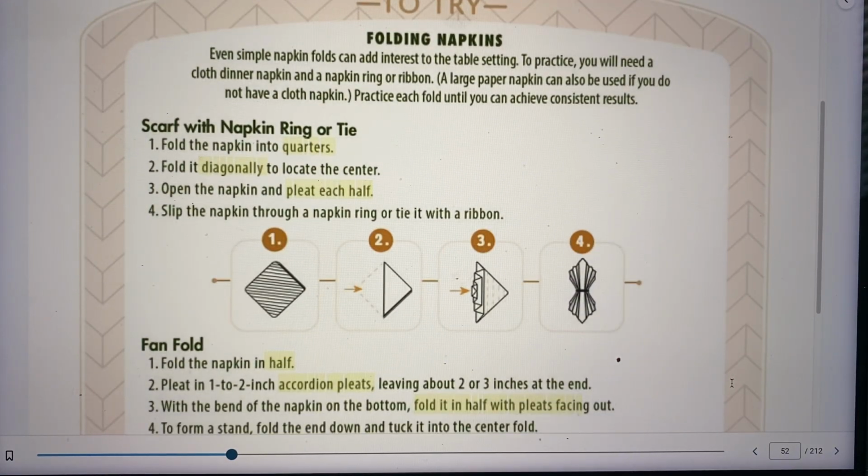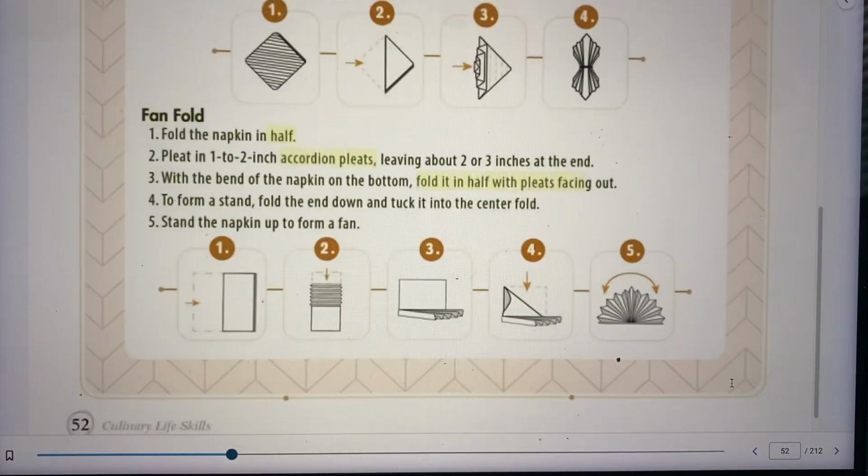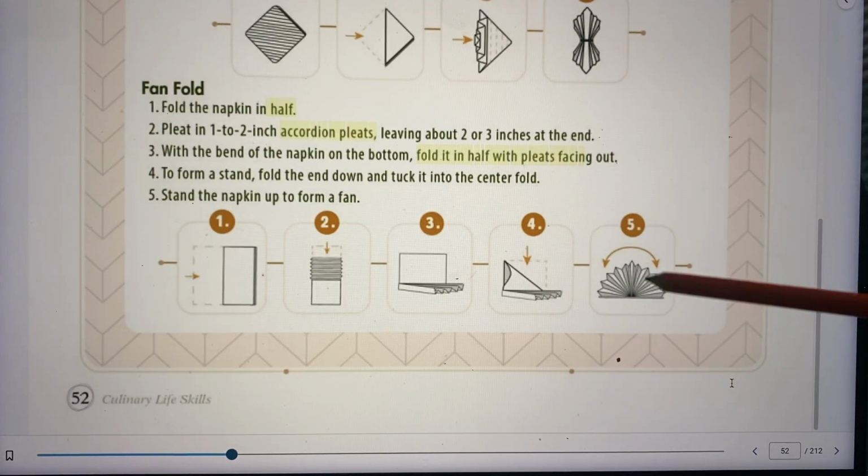So here's the stop here, folding your napkins. This one is a scarf with a napkin ring or tie. So you're going to end up looking like this, number 4. This one is fan folding it. This is a cool one here.